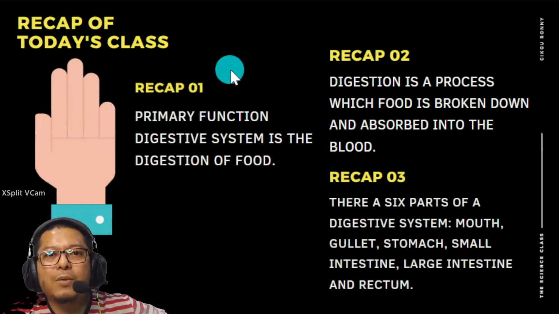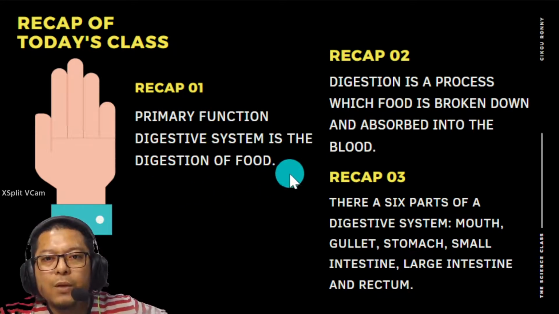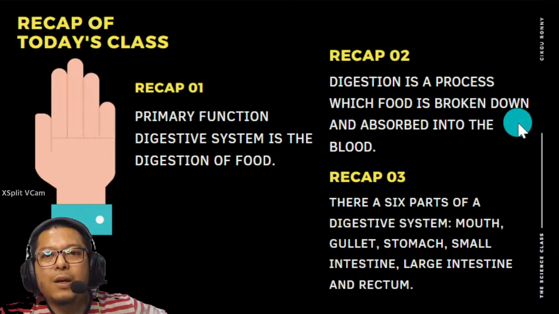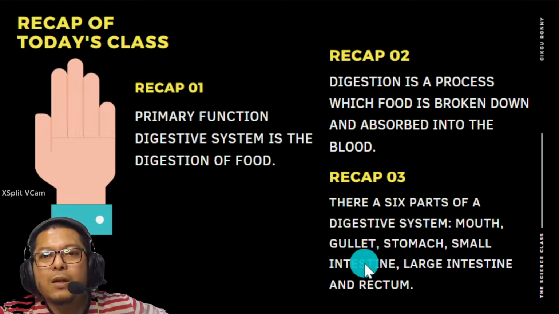So let's recap today's lesson. The primary function of the digestive system is the digestion of food. Digestion means a process in which food is broken down and absorbed into the blood or body. Okay, number three, there are six parts of a digestive system, that is mouth, gullet, stomach, small intestine, large intestine, and rectum. So the function is, let me explain one more time.